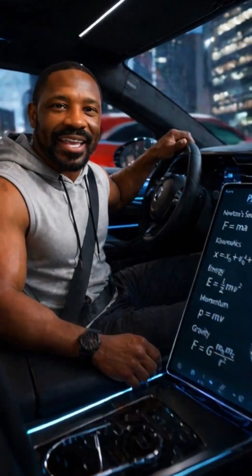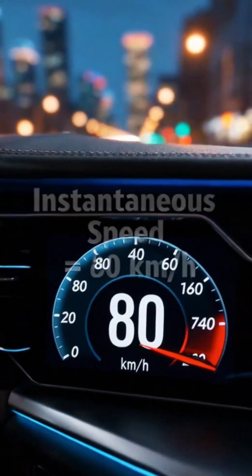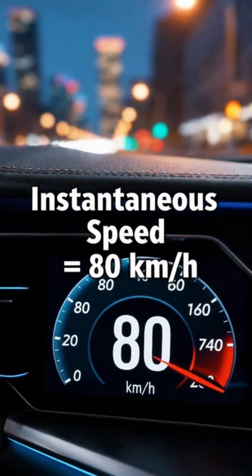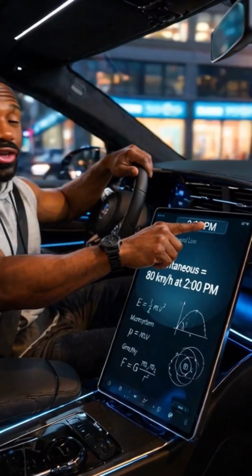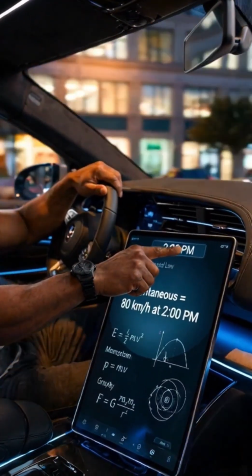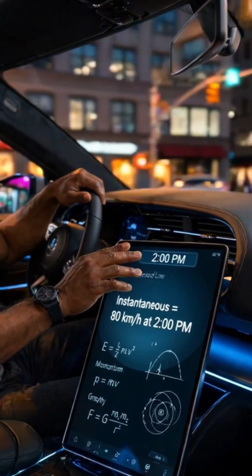Now, instantaneous speed. I freeze the car right at this moment. Look at my speedometer. That number right now is instantaneous speed. Real life example. At 2 p.m., I look at my speedometer. It says 80 kilometers per hour. That is instantaneous speed right now.